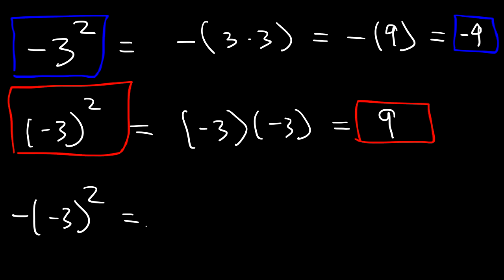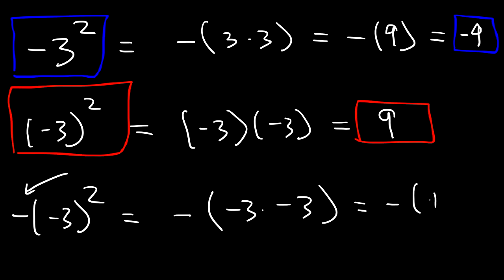Now the last example has 1 negative on the outside, and on the inside we're multiplying 2 negative 3's together. So when you're multiplying 2 negatives, overall it's positive. Negative 3 times negative 3 is positive 9. And then negative times positive 9, overall is negative 9.